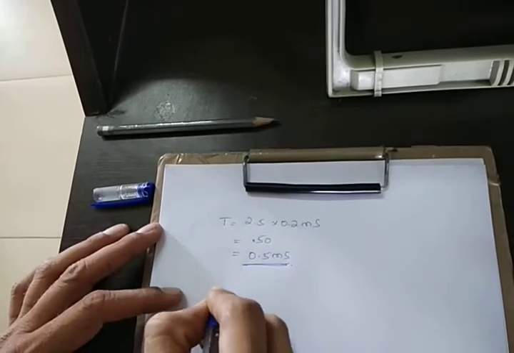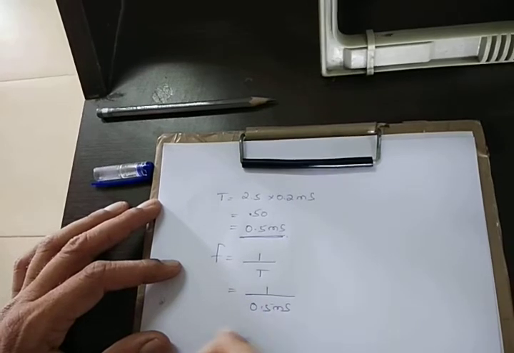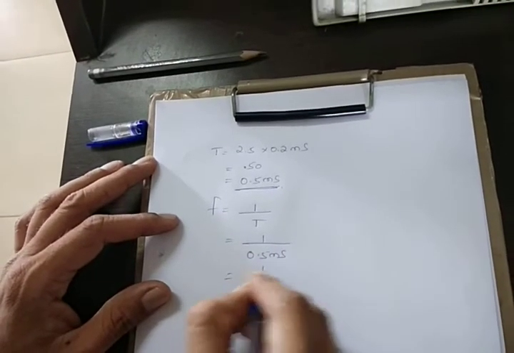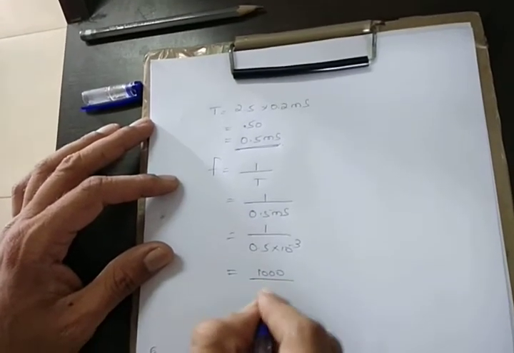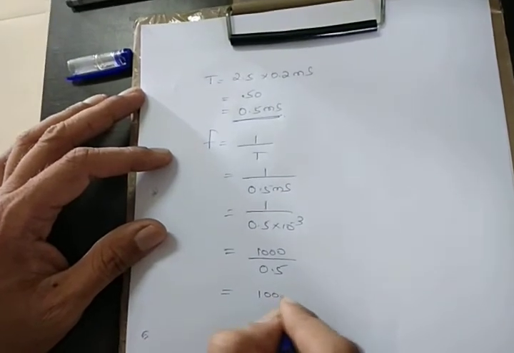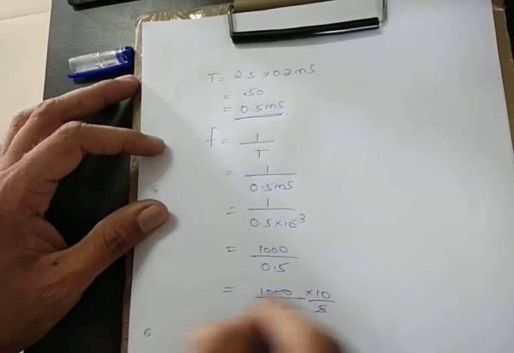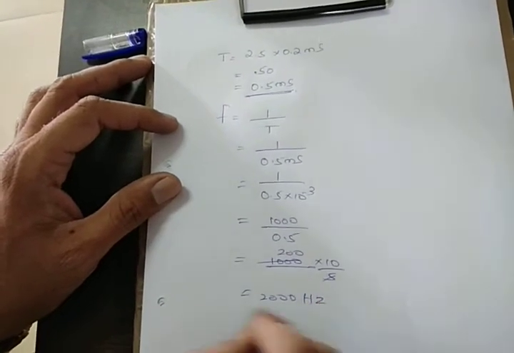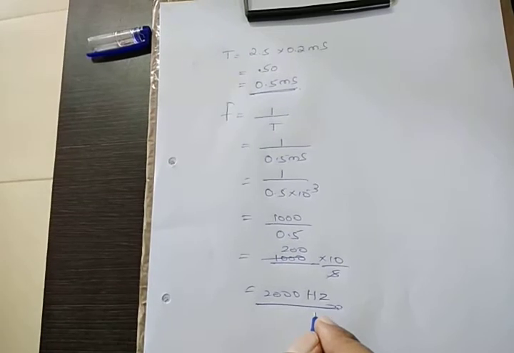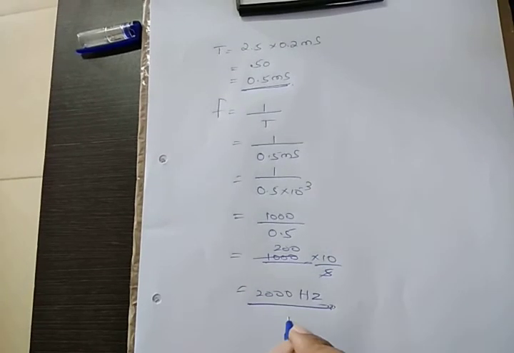0.5 milliseconds. If you want to calculate the frequency, take 1 by T, so this will be equal to 1 upon 0.5 milliseconds, that is 1 upon 0.5 into 10 raised to minus 3. That comes out to 1000 divided by 0.5, which is around 2000 hertz. Okay. So the time period is 0.5 milliseconds, and the frequency we have generated is around 2000 hertz. Fine. So this is how we are generating the waveform here.